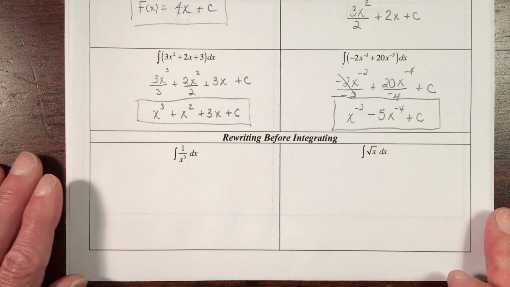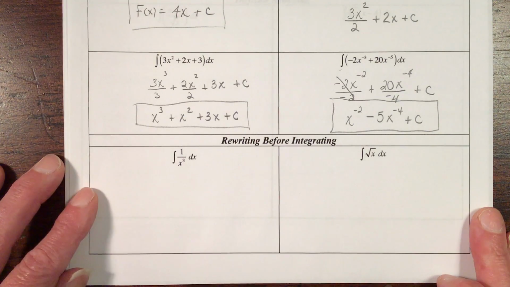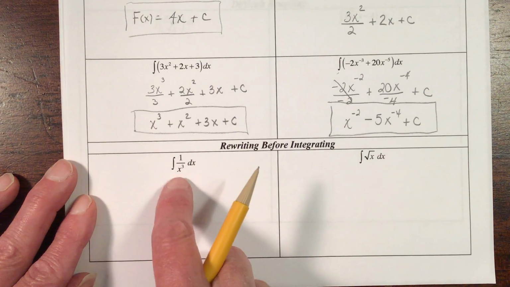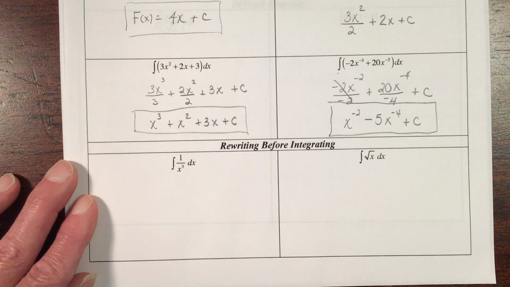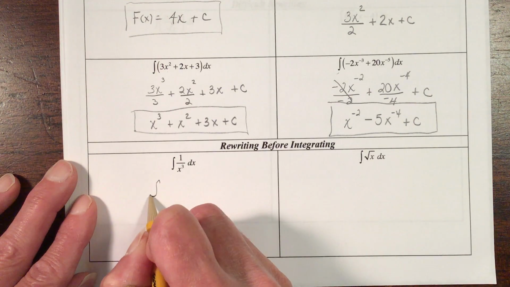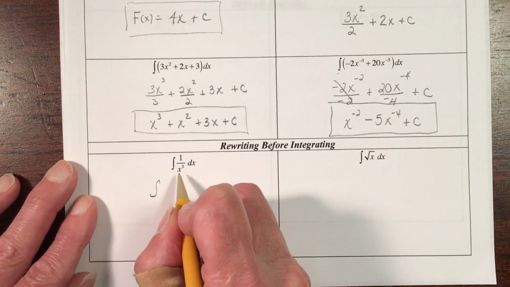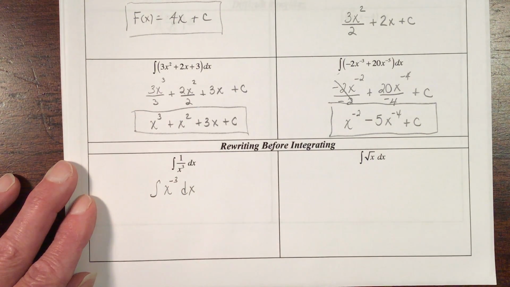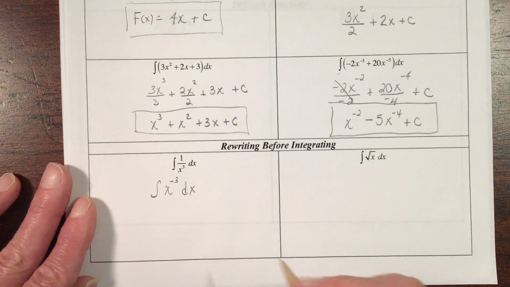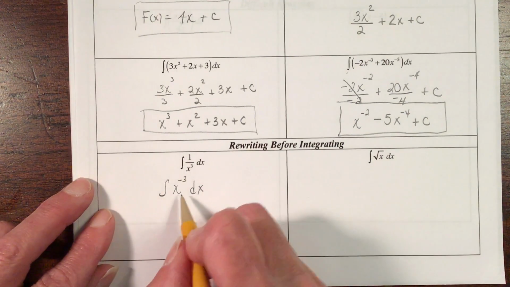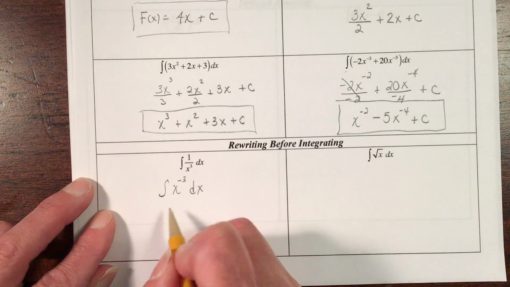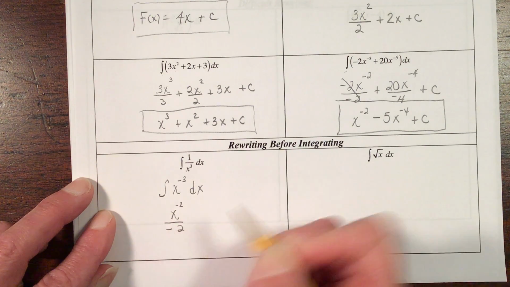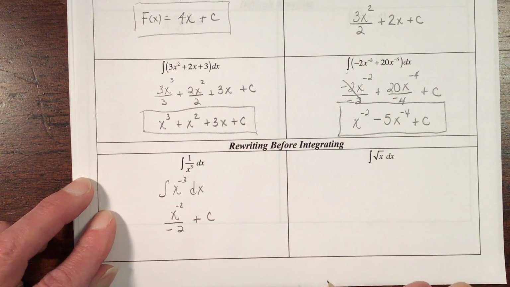Just like when we were doing the derivative, sometimes you're going to have to rewrite before integrating. Okay, our antiderivative rules, nothing accounts for the variable being in the denominator. Okay, so we have to rewrite before we can integrate or take the antiderivative. So I have x to the negative third dx. Now I can apply my rule. So it's just a simple matter of rewriting things to help you. So I take the antiderivative, that's going to be x to the negative 2 over negative 2 plus c.